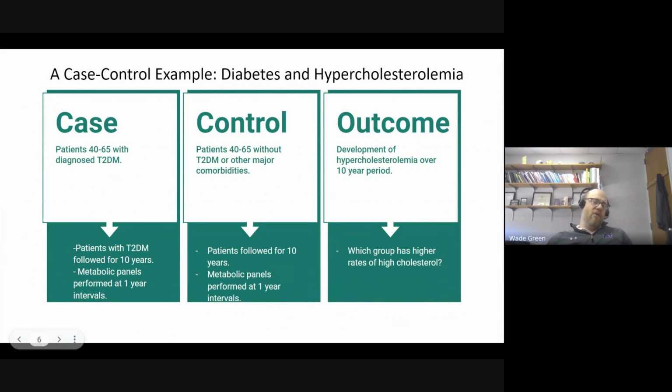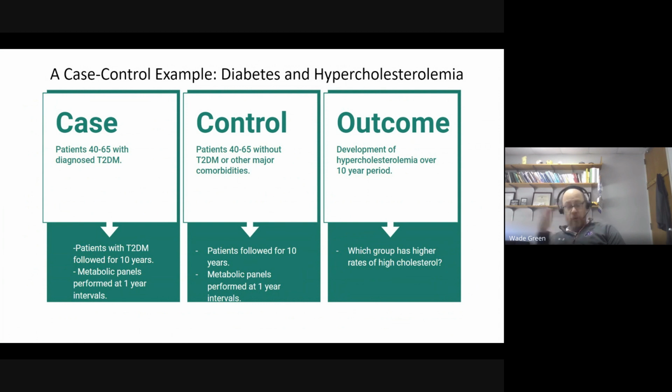Let's say that we want to assess the effect of being diagnosed with type 2 diabetes on the development of high cholesterol. So we're curious, how does having type 2 diabetes, which is a risk factor that actually exists, contribute to the development of high cholesterol in general? So let's say that our case group, for example, is patients from ages 45 to 60 diagnosed with type 2 diabetes. And our methodology here is that we're going to follow these patients for 10 years.